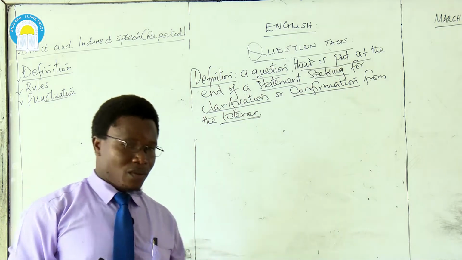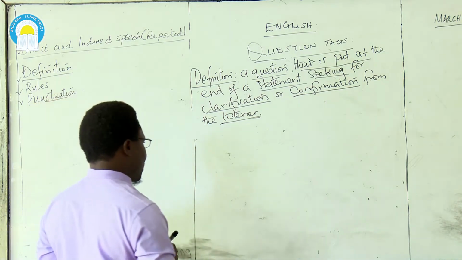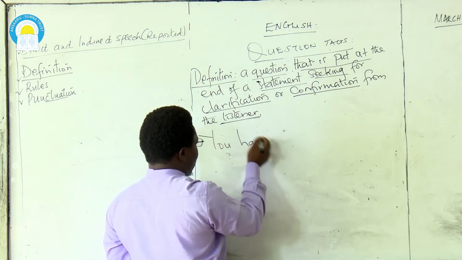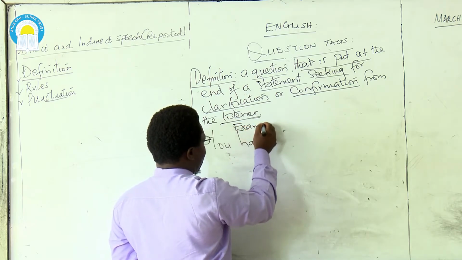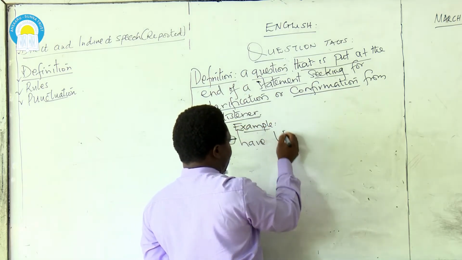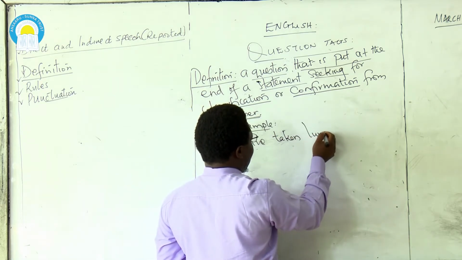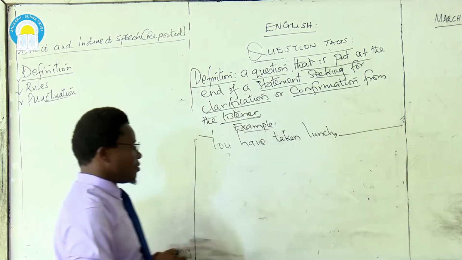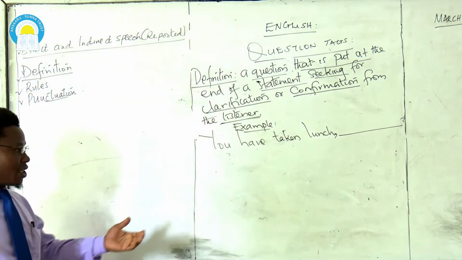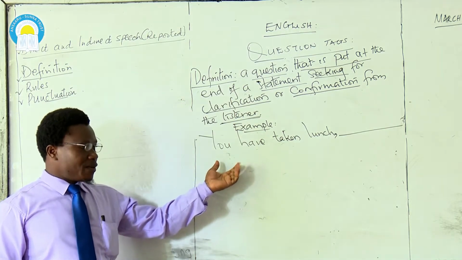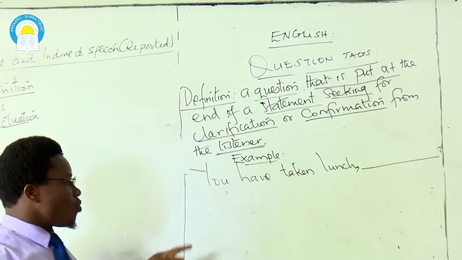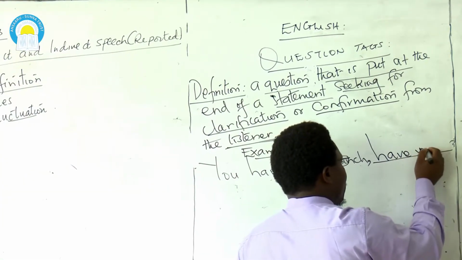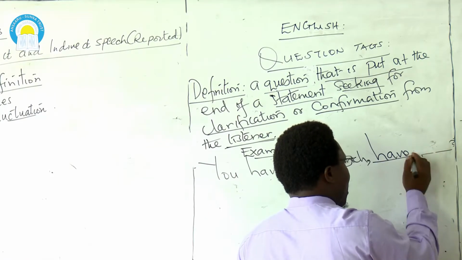What does it mean? Consider this simple sentence. This is an example. You have taken lunch. Someone has said that. Then he goes ahead saying, you have taken lunch, haven't you? Haven't you?